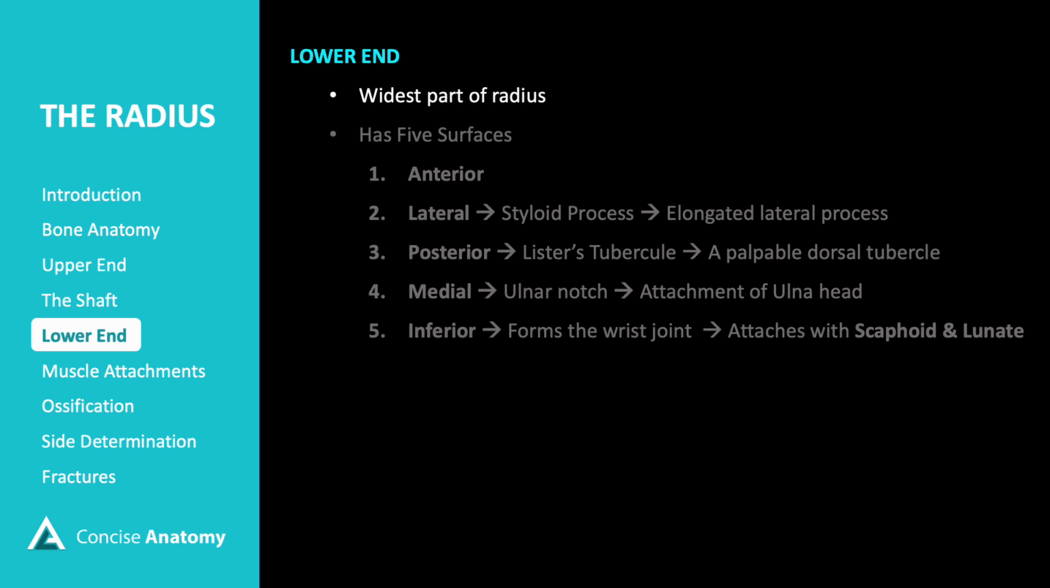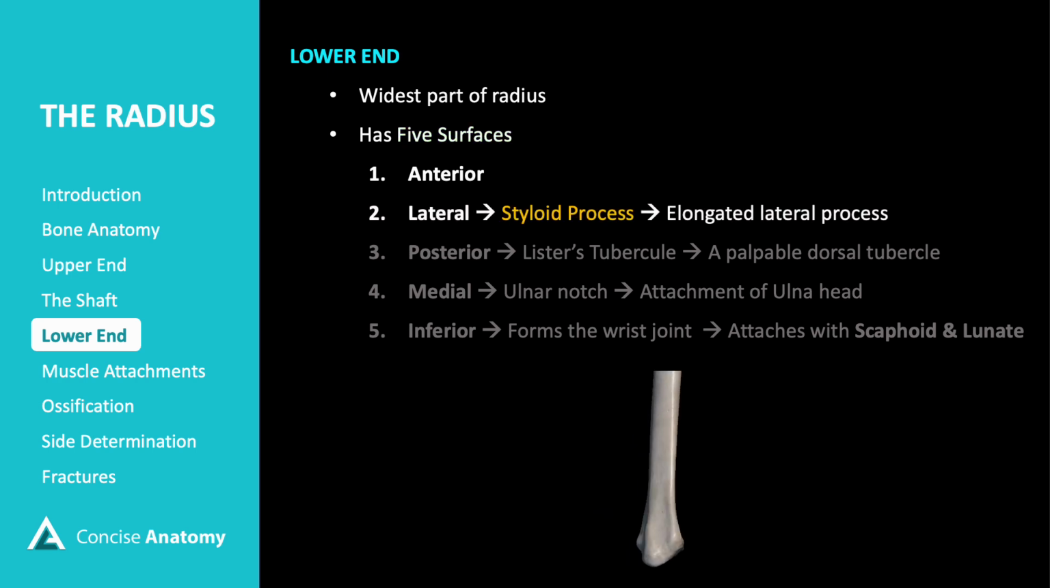The lower end of the radius is the widest part of the bone and has 5 distinct surfaces. The anterior surface of the lower end of the radius is smooth and faces forward. The lateral surface features the styloid process, an elongated projection on the outer side.